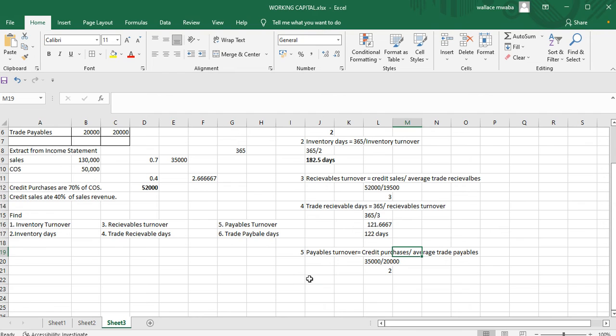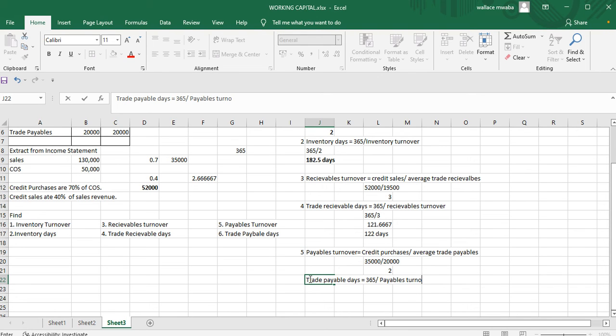Right, now we find the trade payable days. Trade payable days equals 365 divided by payables turnover. Okay, so say again, 365 divided by 2, and we got 182.5 days, which we can just say as 182 days.